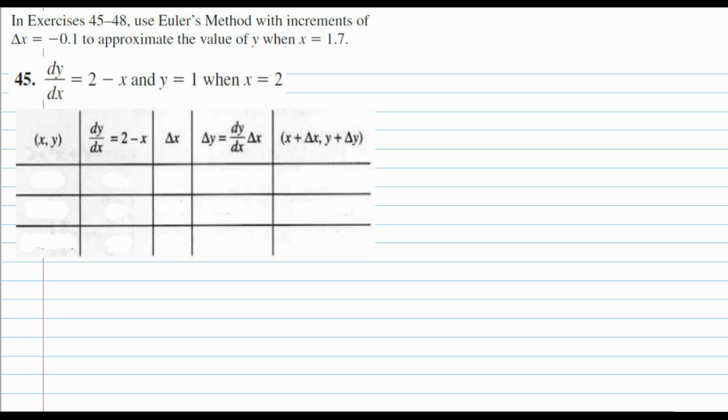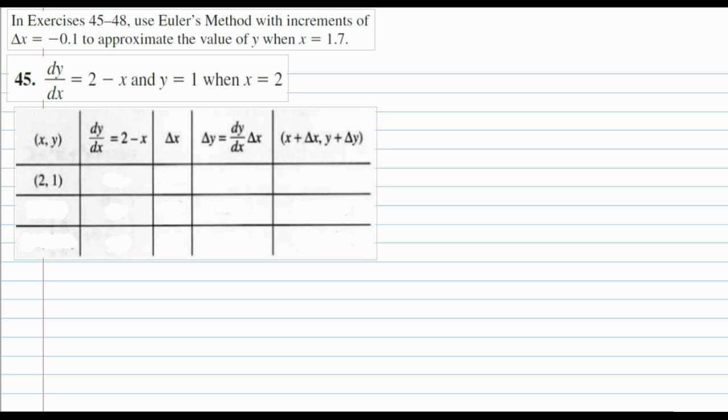Now try problem number 45. It says use Euler's method with increments of delta x equals negative 0.1, so that gives you a clue you're going backwards, to approximate the value of y when x equals 1.7. dy/dx equals 2 minus x, y equals 1 when x equals 2. So I've got the point that we're going to start out with, (2, 1).